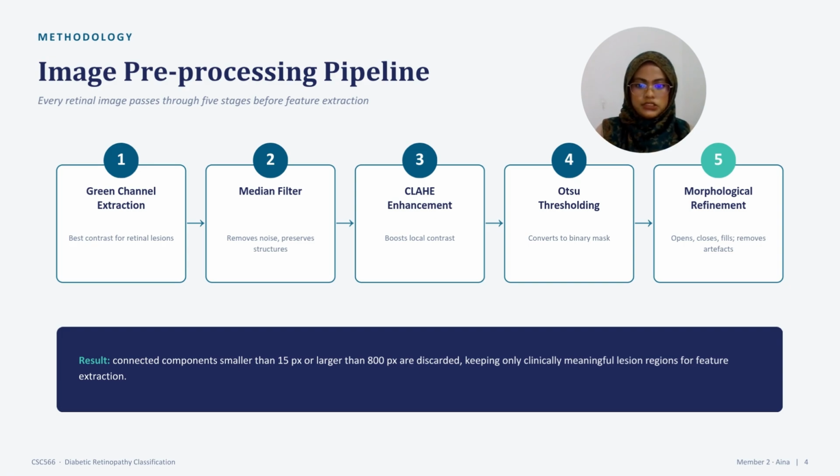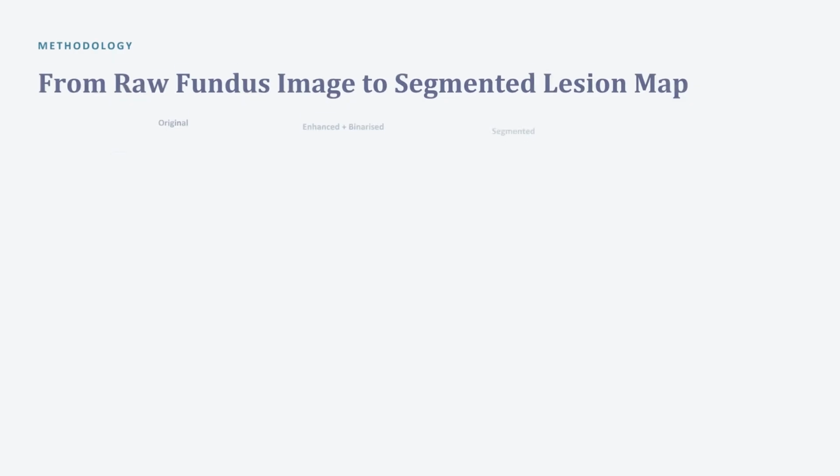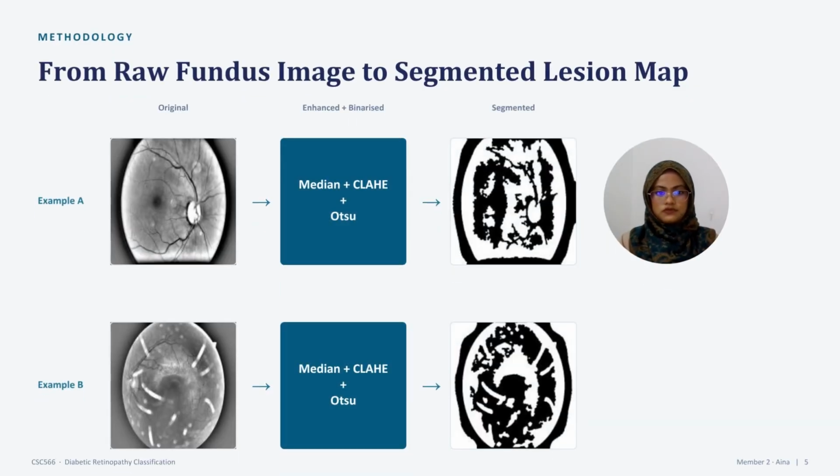Finally, we perform morphological opening and closing to clean up these binary masks. As a last cleanup step, we discard any connected components smaller than 50 pixels using area-based filtering, since these are too small to represent real lesions. On this slide, you can see two examples from our dataset, with the original green channel image on the left, moving through median filtering, CLAHE enhancement, and thresholding in the middle, and arriving at the final segmented lesion map on the right. As you can see, the retinal structures become much clearer and more defined after processing.